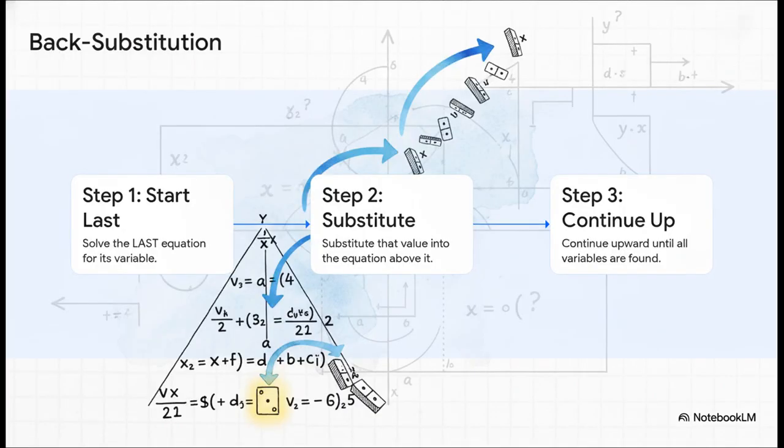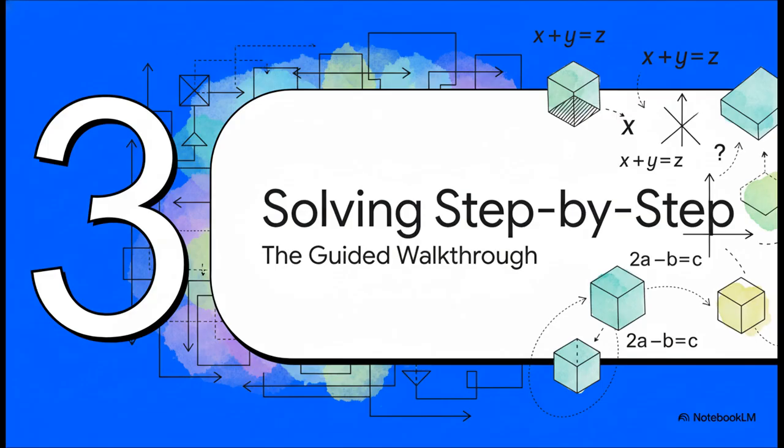You know, the process is practically automatic. You start at the bottom and solve that super simple last equation. Then you take that answer, you plug it into the equation right above it, and solve for the next variable. You just keep working your way back up the triangle. It's like a domino effect, and it's so satisfying. Okay, enough theory. Now that we know our goal and our final move, let's actually put it into practice.